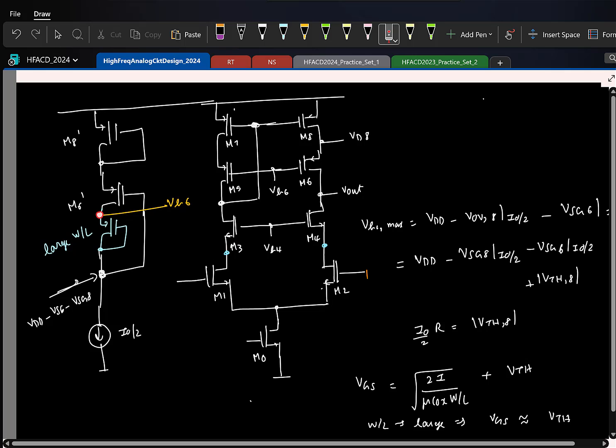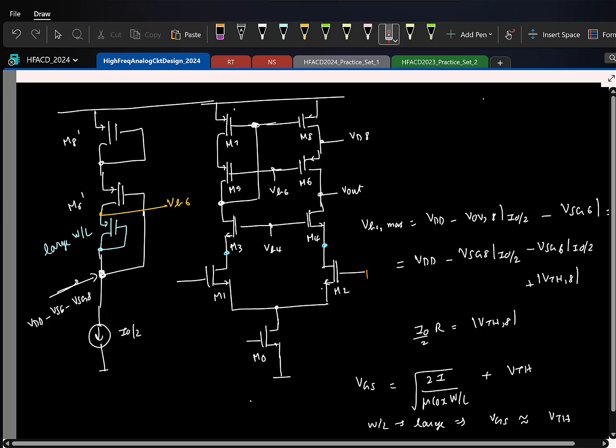So this will be one source to gate voltage higher, and the source to gate voltage is approximately the threshold voltage if you have a very large W by L. Again, this is not the only way in which you have to do it. This is just one way. You can think of multiple ways.